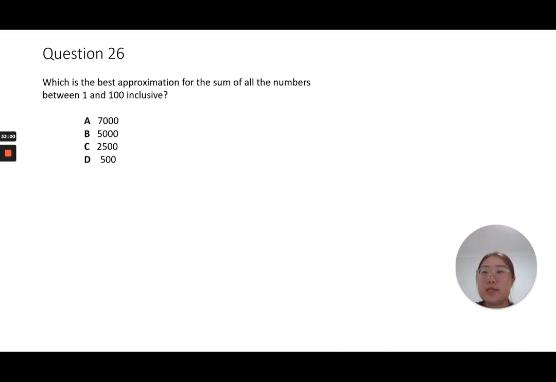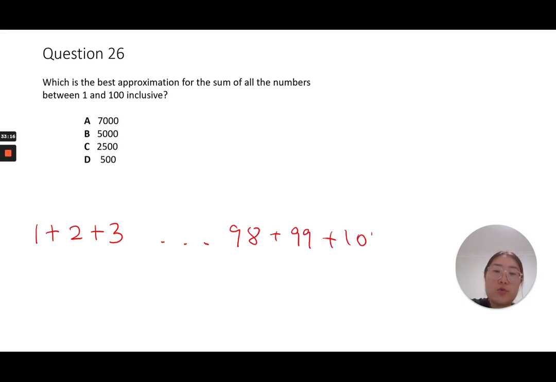Okay, 26. Which is the best approximation for the sum of all numbers between 1 and 100 inclusive? This has a trick, and now I'm going to show it to you. So I'm going to write up the first 3 numbers. I'm going to do an ellipsis and go to 98 plus 99 plus 100. Those 3 dots mean all the numbers in between. I'm not going to write them all out because it will take me all day.